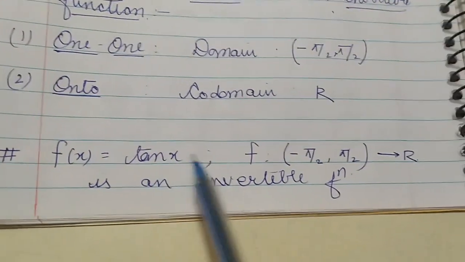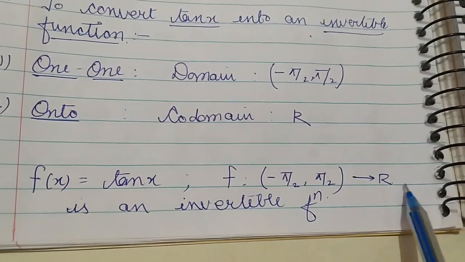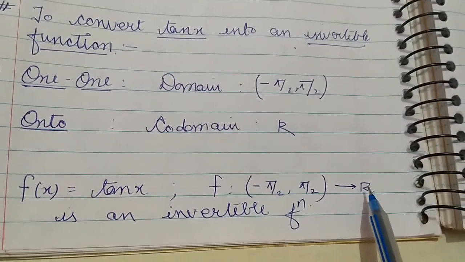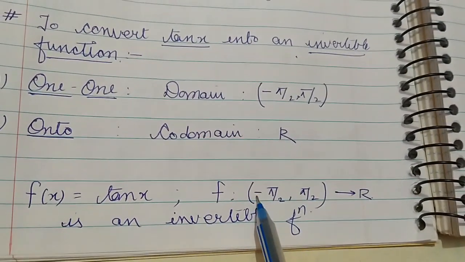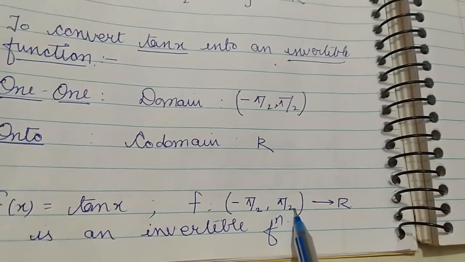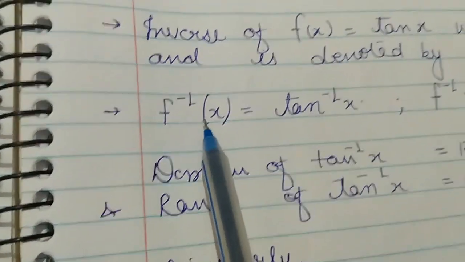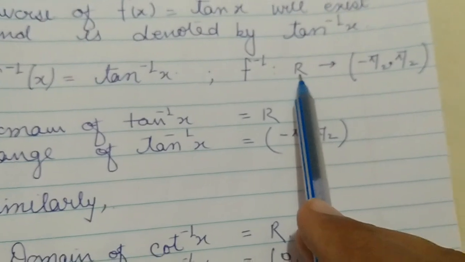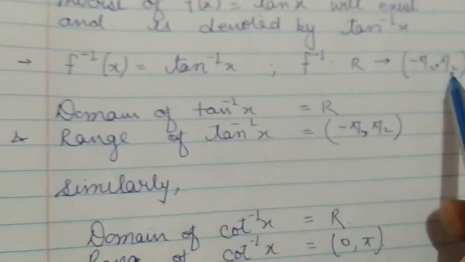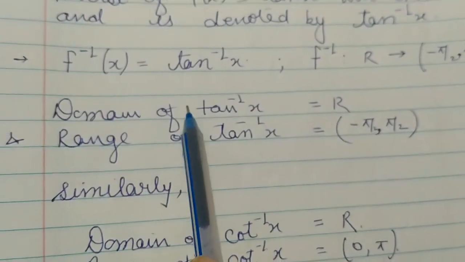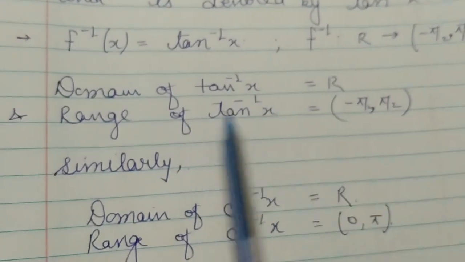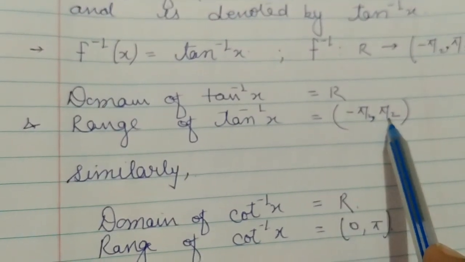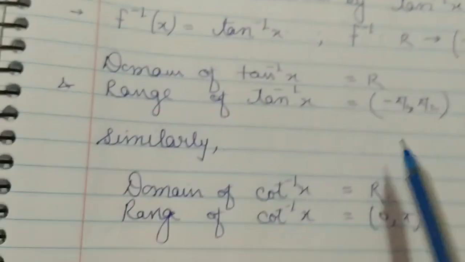Since tan x is defined from this set to this set, therefore its inverse will be defined from R to the open interval minus pi by 2 to pi by 2. Therefore the inverse of tan x is defined from R to minus pi by 2 to plus pi by 2. Therefore the domain of tan inverse x is equal to R, and the range of tan inverse x is equal to minus pi by 2 to pi by 2 in an open interval.